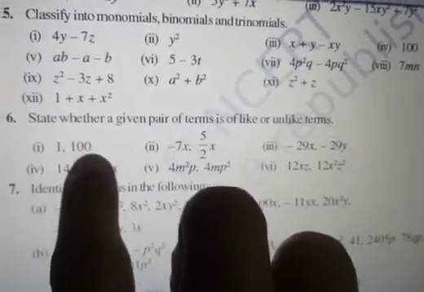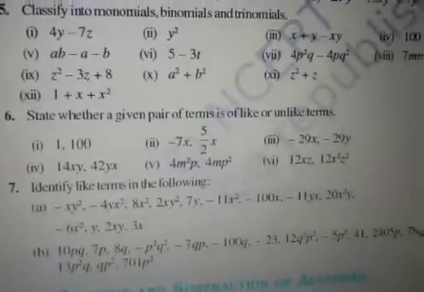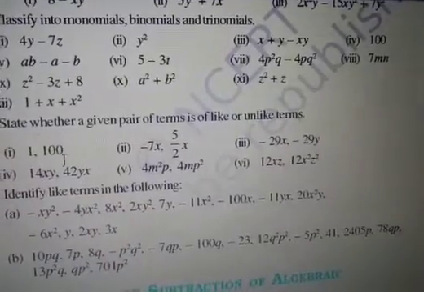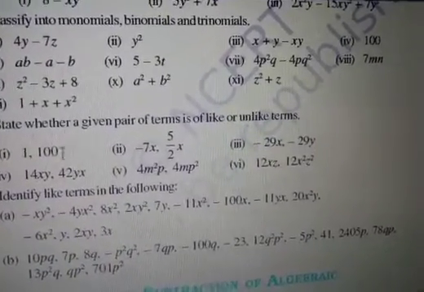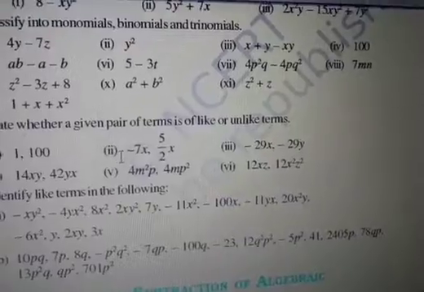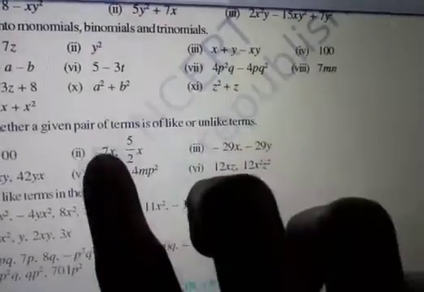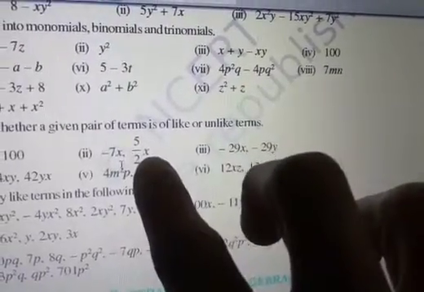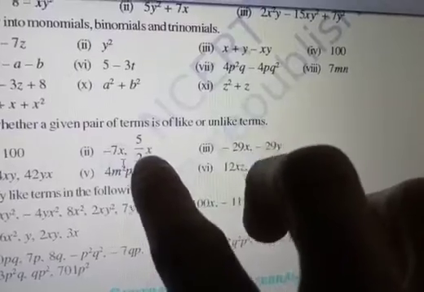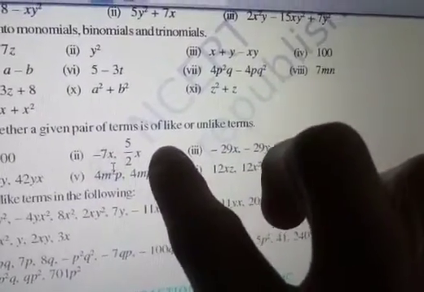For first problem, 1, 100. 1 is one term, 100 is another term. Both are constants. So both are like terms. So you write the answer as like terms. Second problem. What is the variable used here? X. Here also X. Both have same variables. So they are like terms.